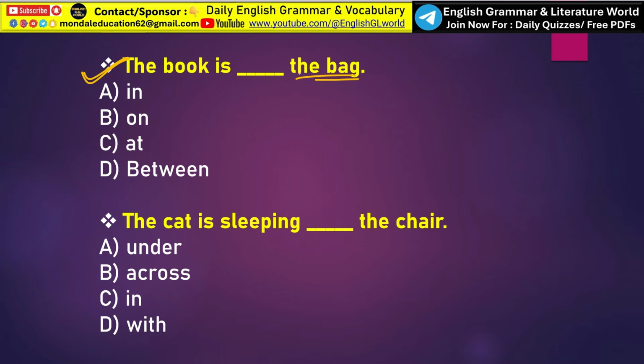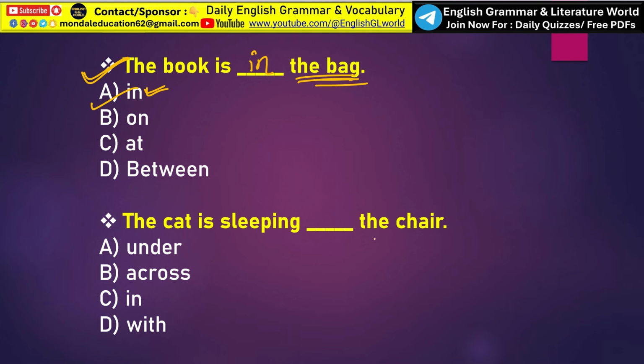Next, the book is dash the bag. So here the correct answer is option in. So the book is in the bag. Okay, so in is used when something is inside an enclosed space or container. That's why in is the correct answer.